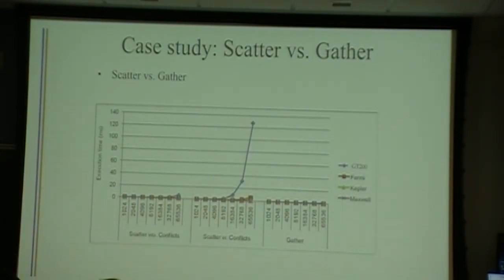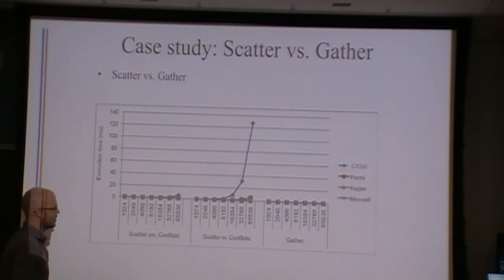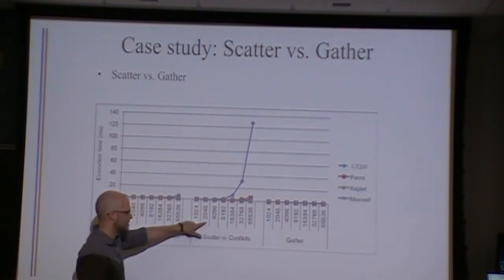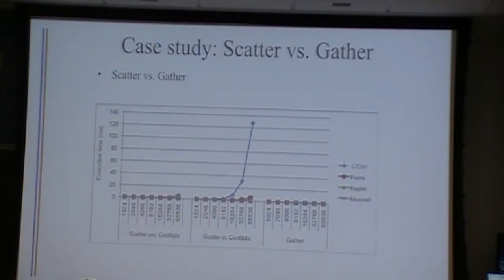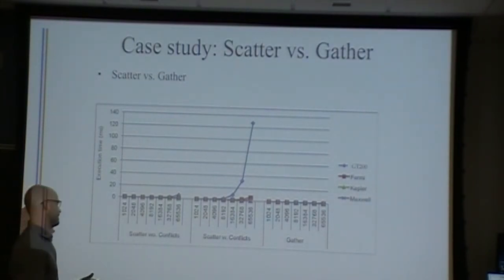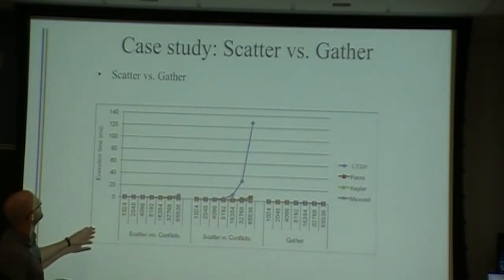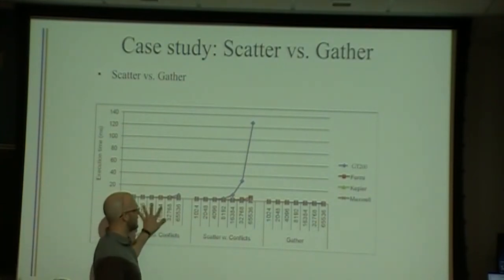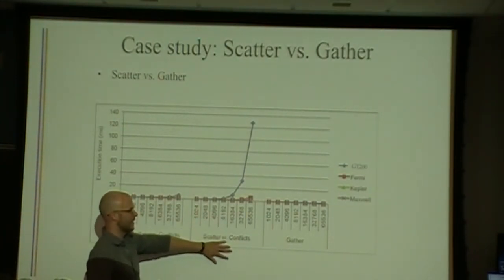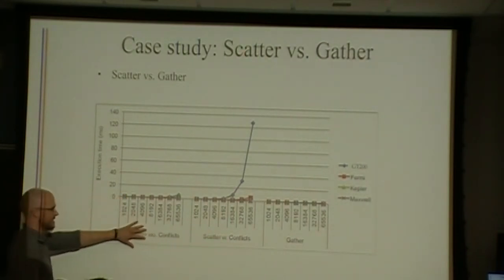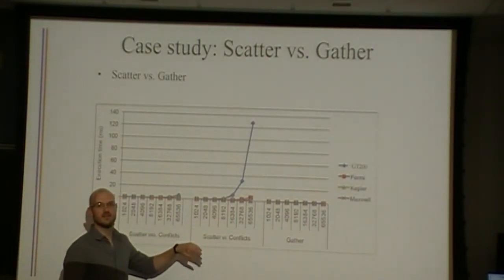But let's look at what we're trying to make here. I'm sorry this axis isn't labeled, but this is probably the number of conflicting updates that we're trying to make. And so, scatter without conflicts. Yeah, okay. So maybe this is the number of outputs, and this one has some number of conflicts per output, and this one doesn't.